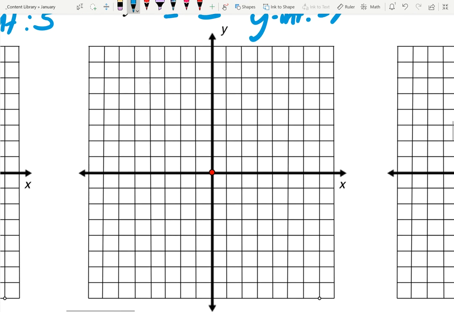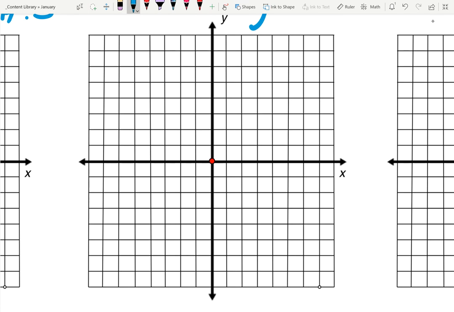So when we look at our graph, we're going to go find our y-intercept first. So -7. Now remember, the y-axis is this one, so we're going down -7 here. So we're going to go -1, -2, -3, -4, -5, -6. -7 is there.